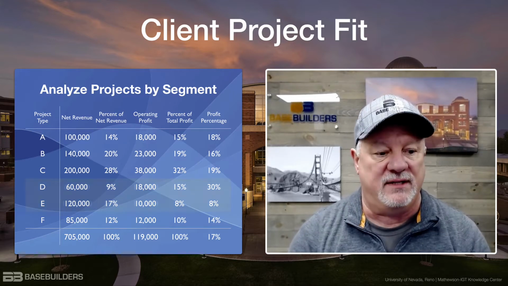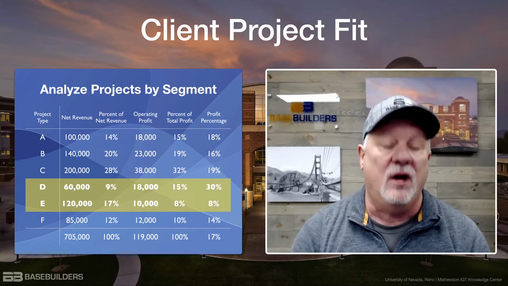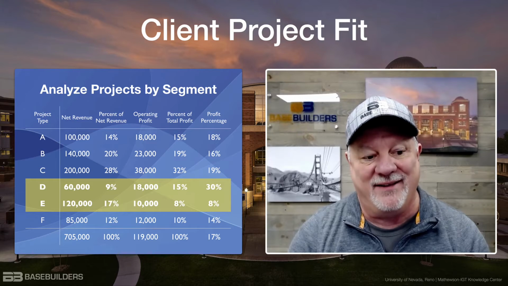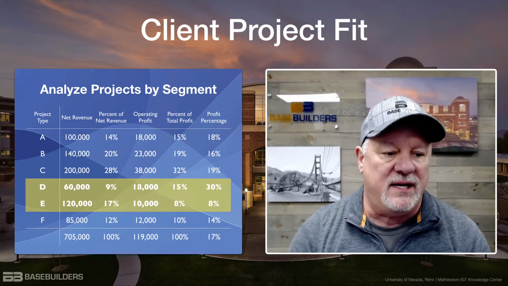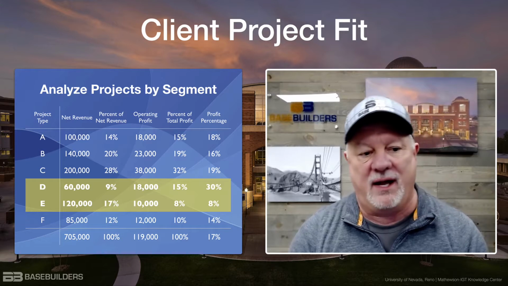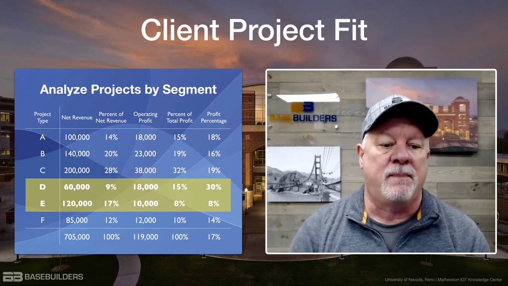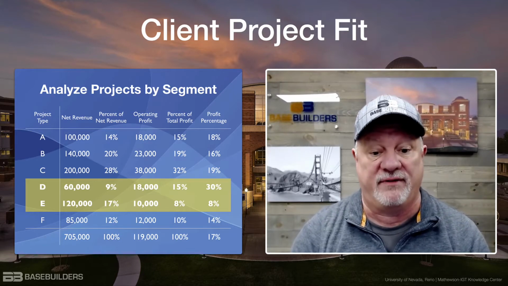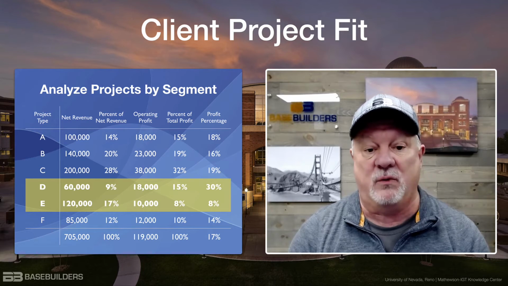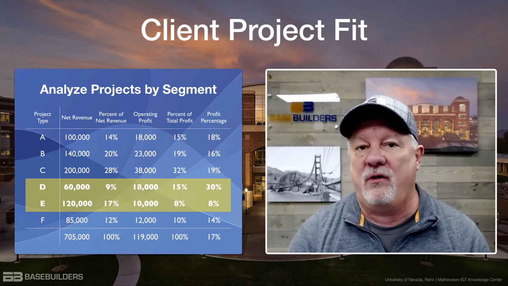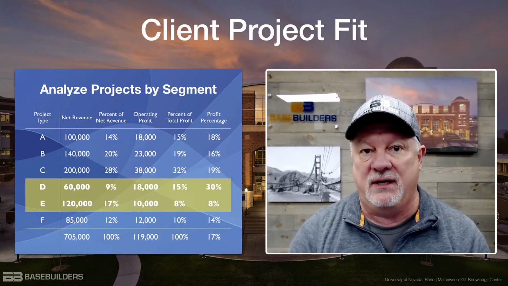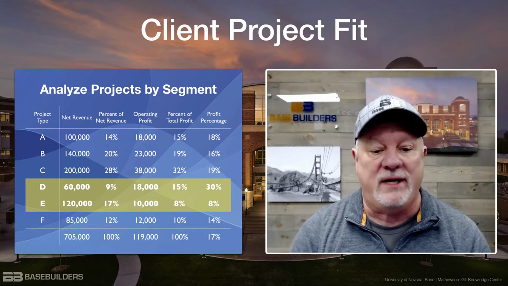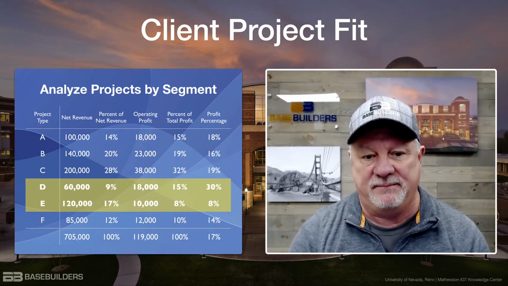Let's take a look at 2 of these, row D and row E. It's right there in front of me and I can't seem to read today. Anyways, we see that with D, you've got $60,000 of revenue, 9% of your revenue comes from that segment. It's generating operating profits of $18,000, or 15% of the total firm profits, at least for these segments that we're looking at, and it's running at a 30% profit percentage. That's really good. Where E is running much lower and only hitting an 8% operating profit.